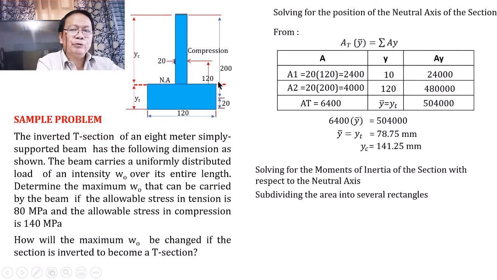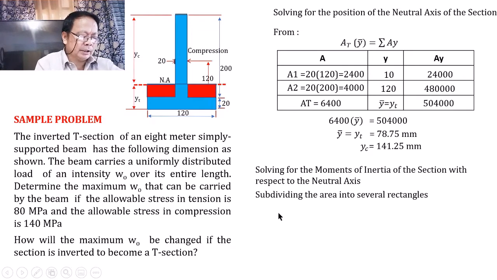Kasi meron tayong na-cover na hindi naman part ng ating area. Kaya ibabawas natin itong dalawang shaded rectangle na kulay pula. That all of these rectangles, kung mapapansin natin, all of them coincide with the neutral axis as their bases. So mga katuwid, if we shall be combining the moments of inertia of all those selected rectangles, then we shall be getting the moments of inertia of the section.